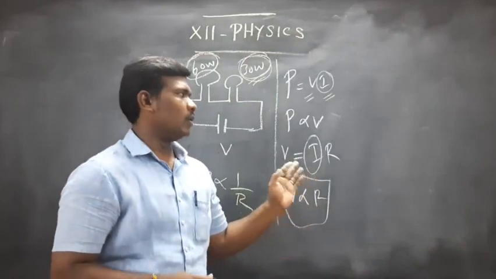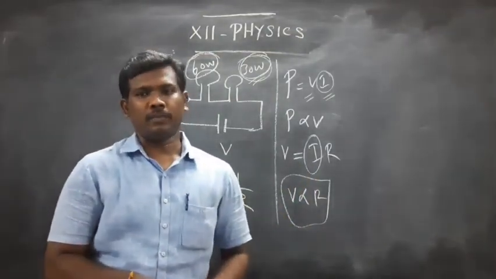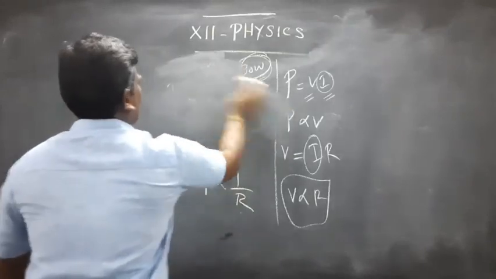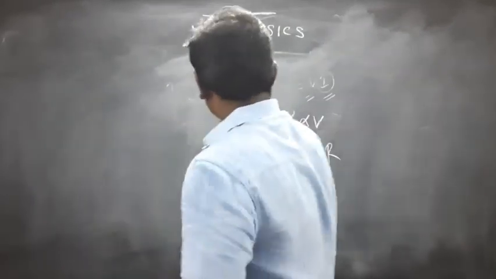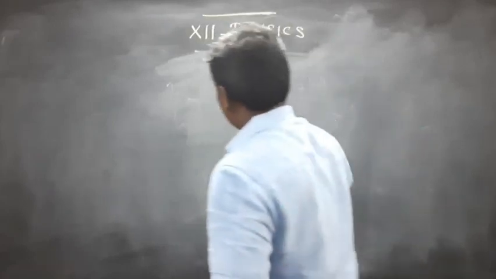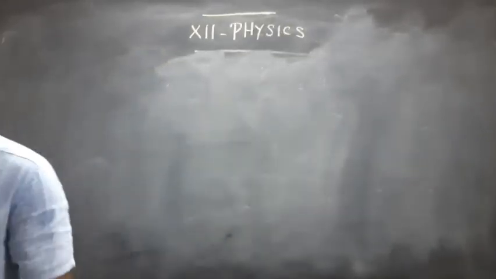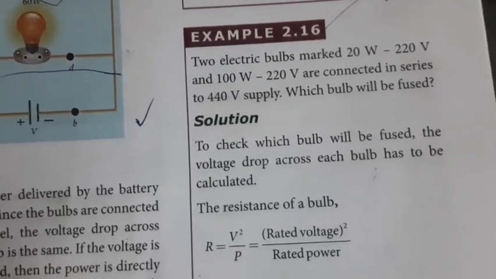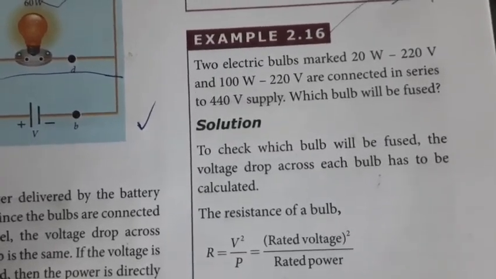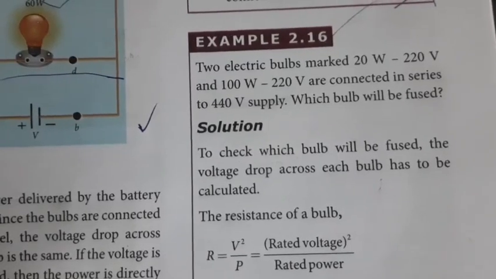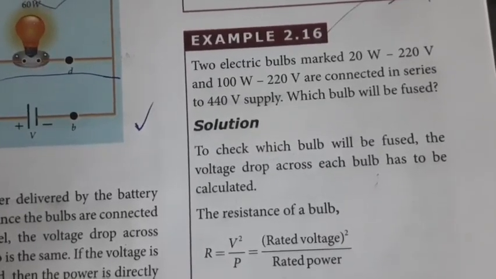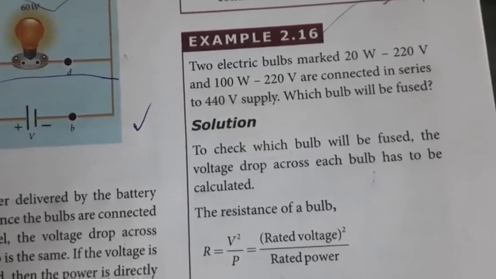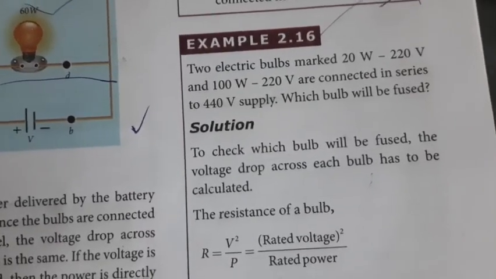Now we are going to see the next problem, example problem 2.16. Two electric bulbs marked 20 watt 220 volt and 100 watt 220 volt are connected in series to a 440 volt supply. Which bulb will be fused?